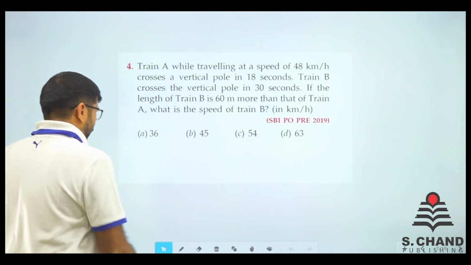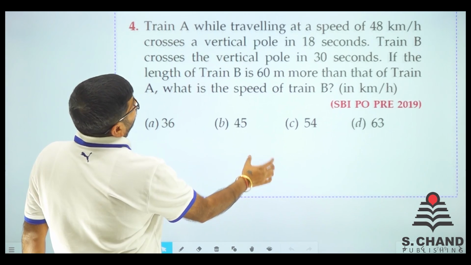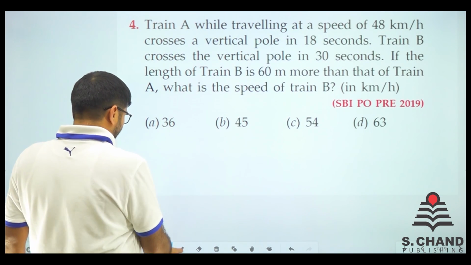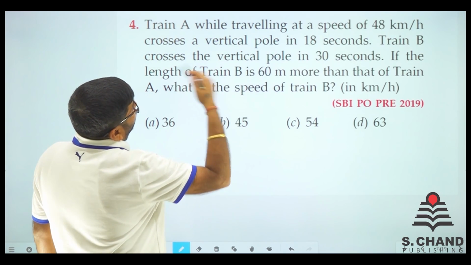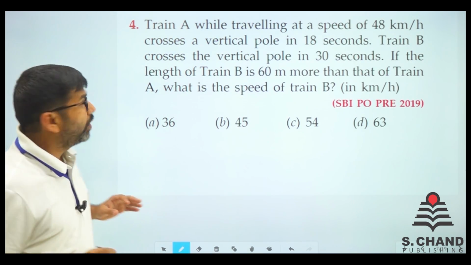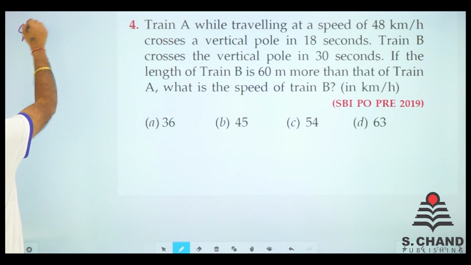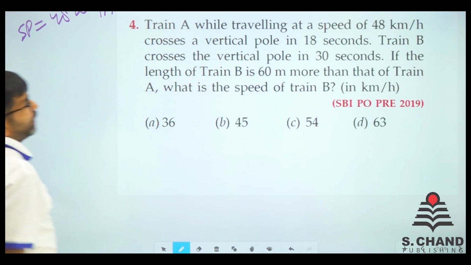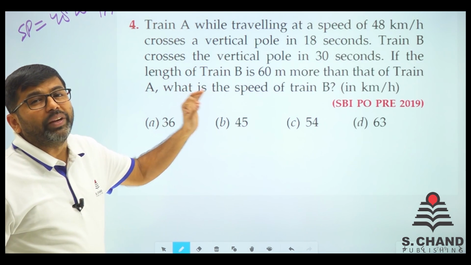Question number 4. Here we go. A train A, while traveling at the speed of 48 km per hour, crosses a vertical pole in 18 seconds, right? So train A, speed of train A, first is 48 km per hour. First thing first, you need to convert this into meter per second.